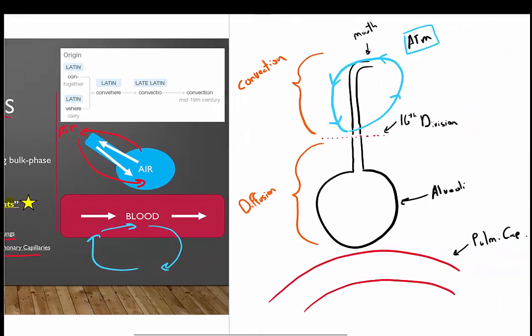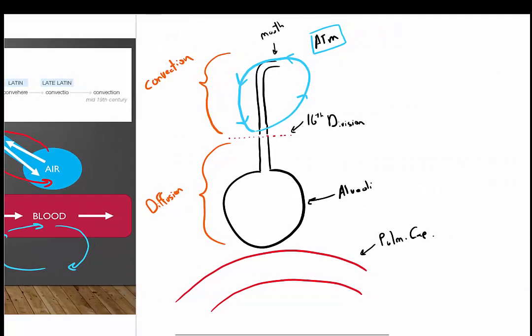So let's go over here to see if we can explain the differences in these convective systems a little bit more in detail. So here, what we're looking at is basically a simplified version of the respiratory system. Right here we have the mouth, and then we're going down through the lungs, and then we keep going down, and then finally we get down here to the alveoli.